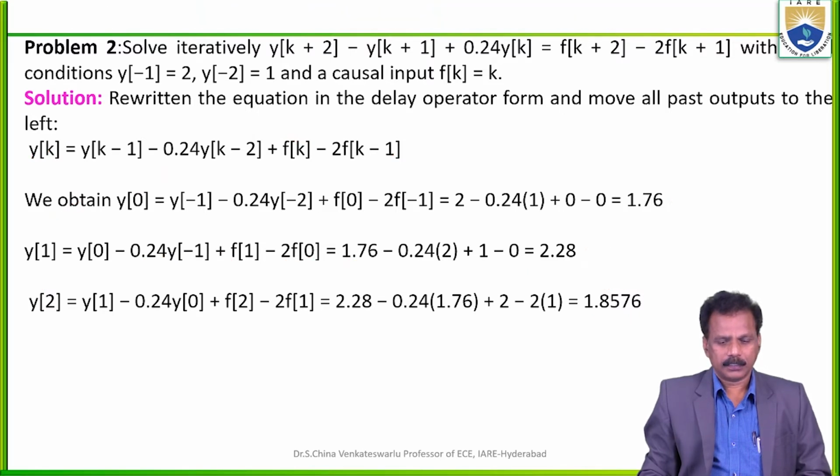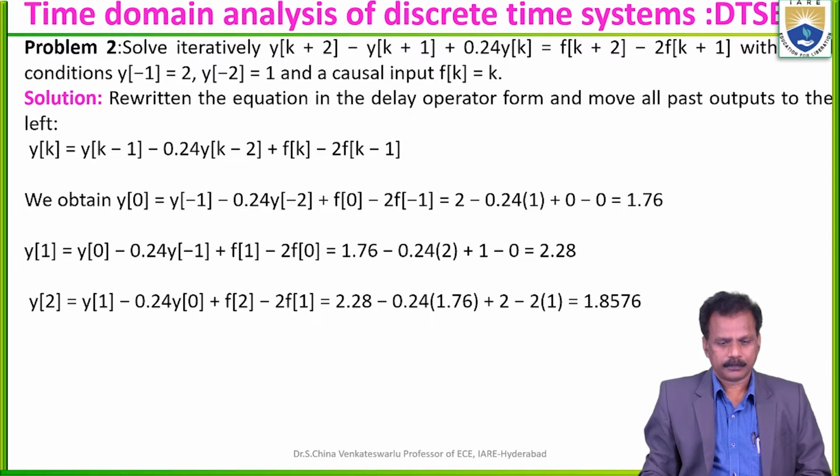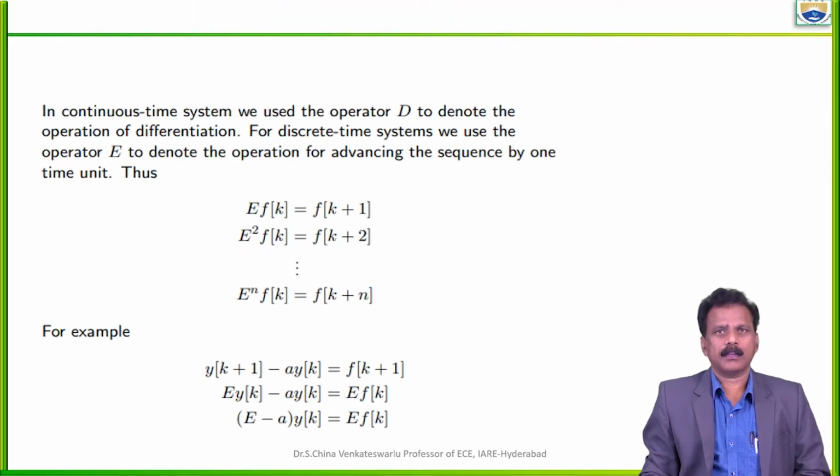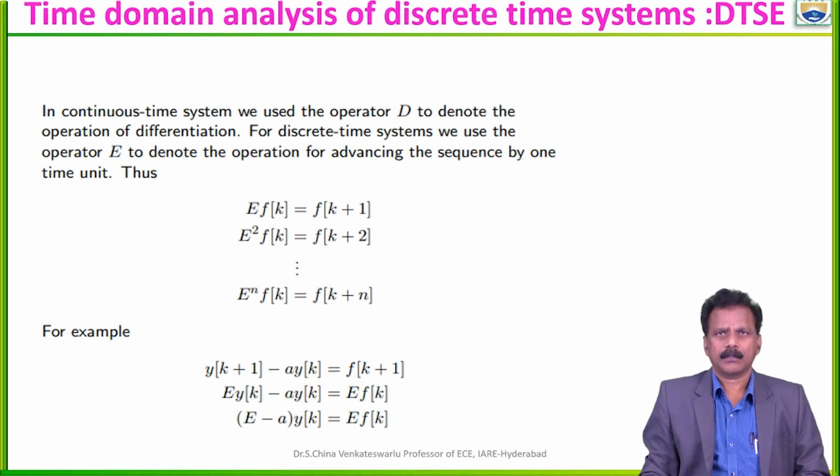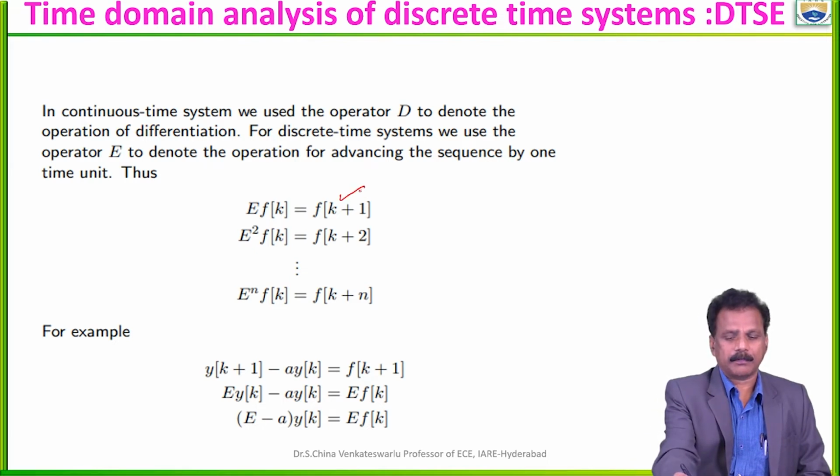Okay, so with this condition, for the continuous time system, we use the operator D to denote the operation of differentiation. For a discrete time system, we use the operator E to denote the operation of advancing the sequence by one time unit. Mathematically, E of f of k is equal to f of k plus 1. E square f of k is equal to f of k plus 2, and so on.